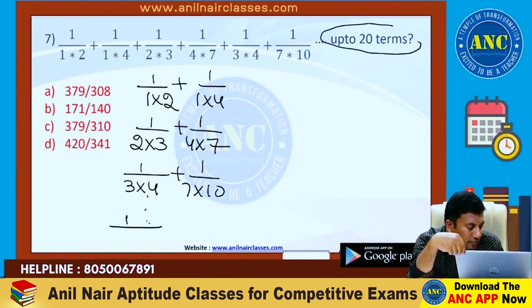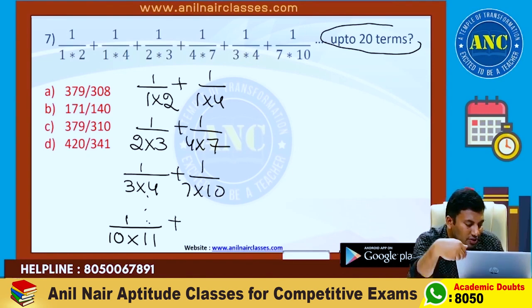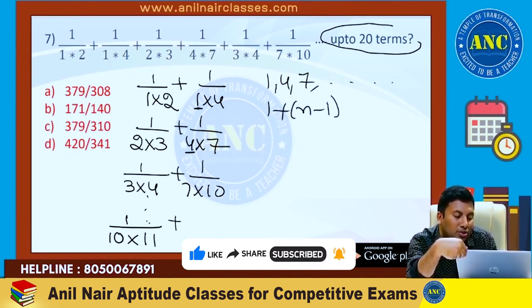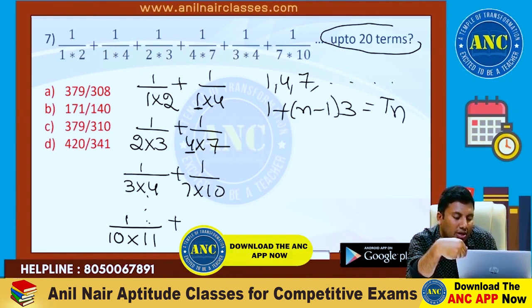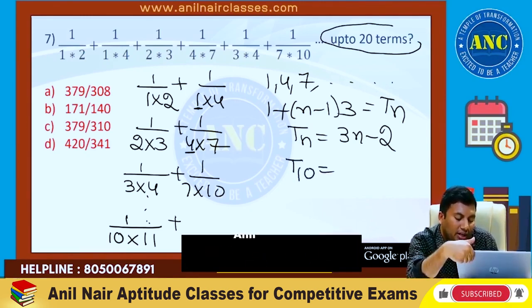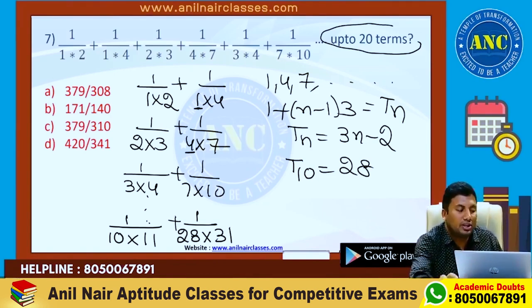So 10th term, 2, 4, 6 or 8. So 19th term will be 1 by 10 into 11. I hope it is clear. Now the first numerical values will be 1, 4, 7, 10 and so on. So a plus n minus 1 into d is Tn. So Tn is nothing but 3n minus 2. If I require the 10th term, 30 minus 2, 28. And so on up to 1 by 28 into 31.